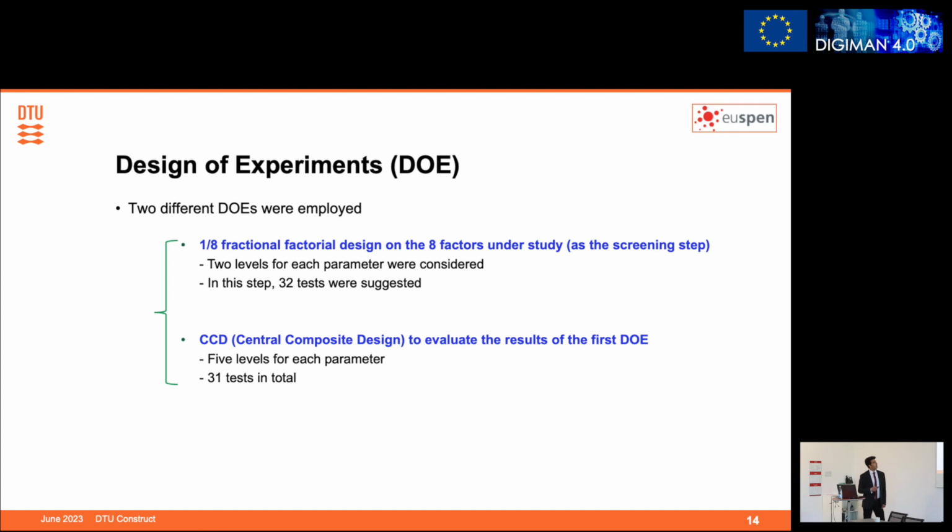Here I want to talk about the details of the design of experiment that we did. The first one was a 1 divided by 8 fractional factorial design of experiments with 2 levels for each factor. So in total we had 32 tests which we simulated. Then we went for CCD, central composite design of experiment, and we had 5 levels for each parameter. So in total we did 31 more simulations.